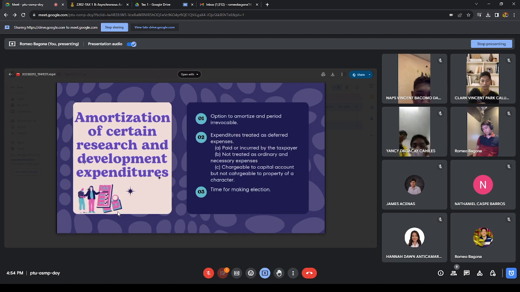Third, time for making election. The election by the taxpayer may be made for any taxable year beginning January 1st, 1998, but only if made not later than the time prescribed by law for filing the return for such taxable year.